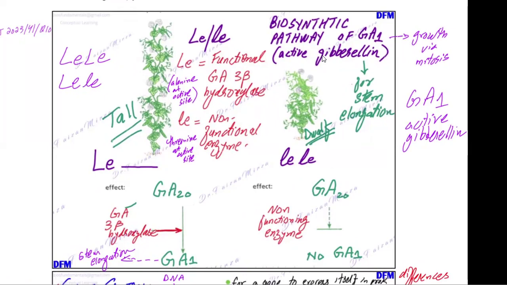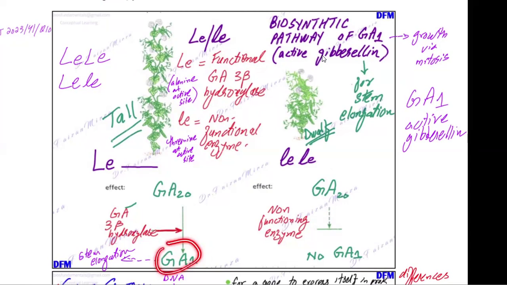So we know that active gibberellin is required for elongation of plants or growth of plants. This is called GA1. GA1 is the active form of gibberellin. It allows growth by mitosis. So wherever you use it, GA1 is active gibberellin. Wherever it's present, this GA1 will end up producing stem elongation. GA1 gibberellin is a plant hormone.